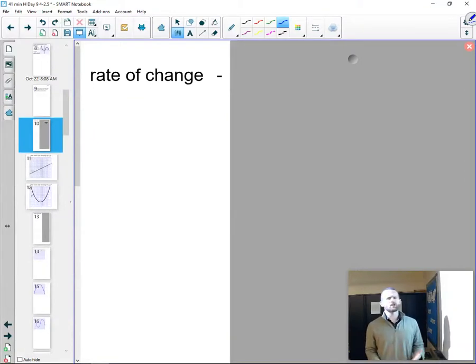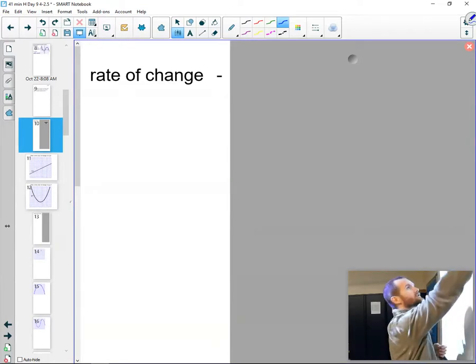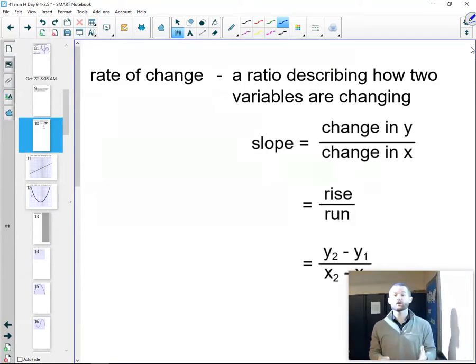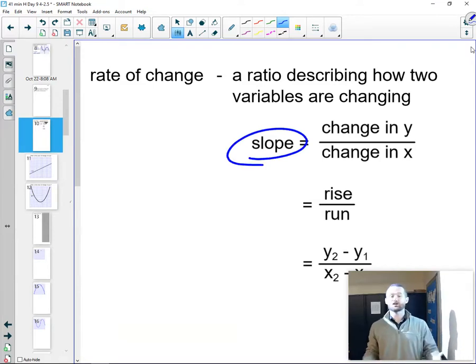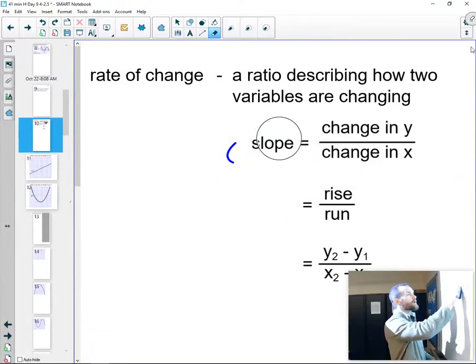When we talk about rate of change, hopefully this is a phrase you remember from previous math classes. All rate of change is, it's just a ratio describing how 2 variables are changing. And one nice easy word that means that is just slope. Whenever we're talking about rate of change, we're really talking about slope.